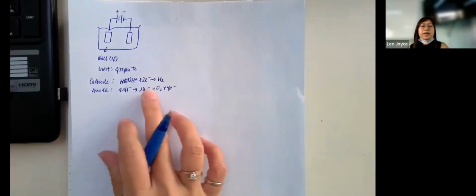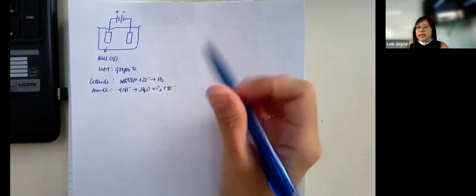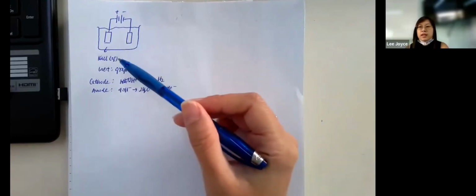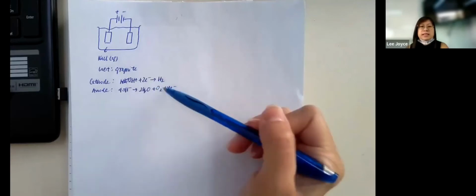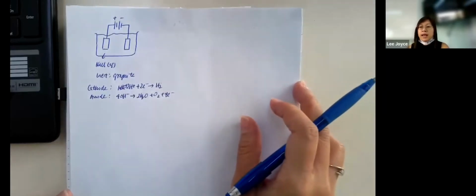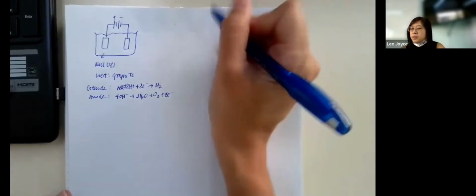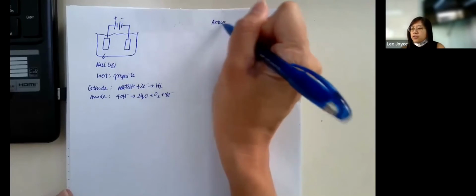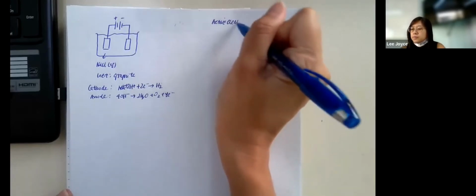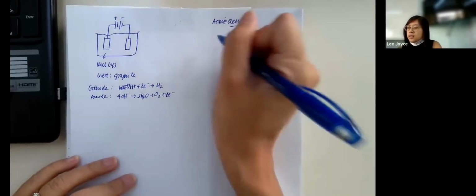So that's what's happening in the use of the inert electrodes: they decompose the electrolyte into the various elements. However, when we want to carry out electroplating, we cannot use inert electrodes anymore, but instead we will have to use the active electrodes. So how do the active electrodes work?